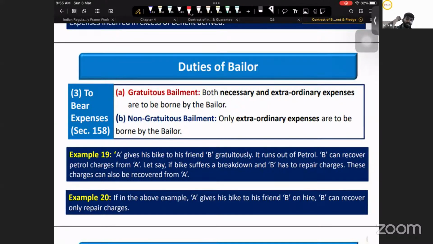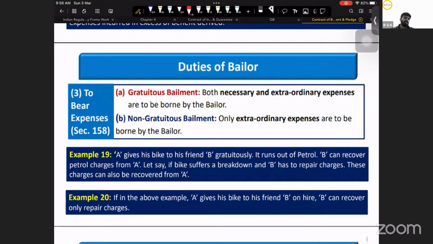Suppose there is a big defect in the engine which you are getting repaired. That is called an extraordinary expense. So now, if the bailment is non-gratuitous, then the bailor shall bear only the extraordinary expenses and not the ordinary expenses. Necessary expenses need not be borne by the bailor. It is only the extraordinary expenses that the bailor has to bear.